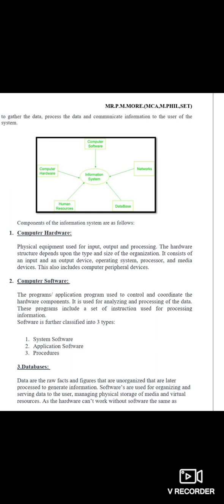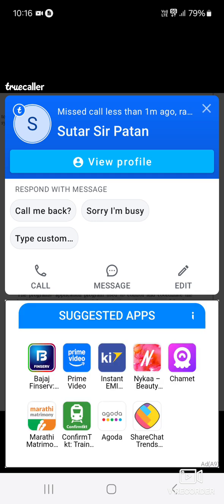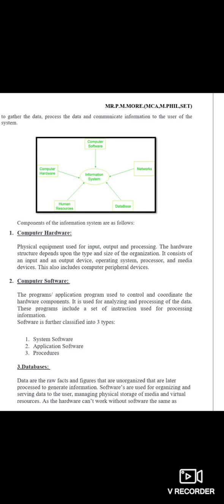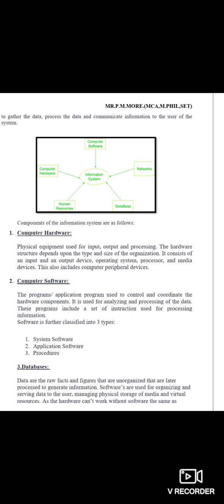Second, computer software. The program or application program used to control and coordinate the hardware components. It is used for analyzing and processing of the data. This program include a set of instructions used for processing information. Software is further classified into three types: system software, application software, and procedures.